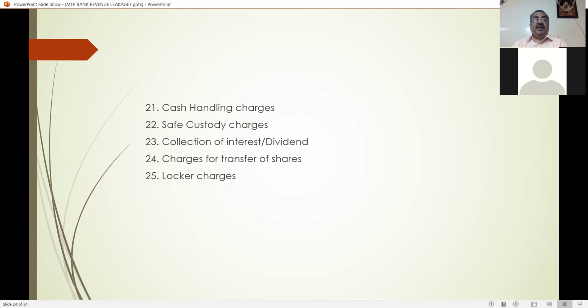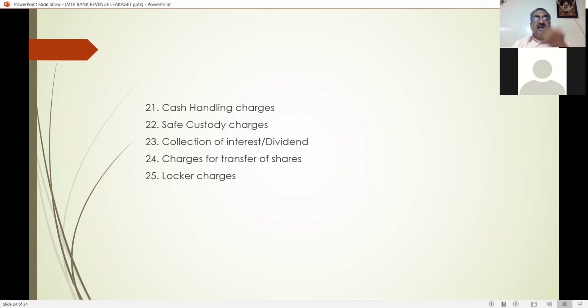One is small, medium, and big. And according to the size, they charge some rent. Sometimes a few lockers will be vacant, and sometimes locker rent will not be paid by the party. Sometimes these lockers have to be broken open. Sometimes the party has lost the key, and the bankers charge some break open charges.